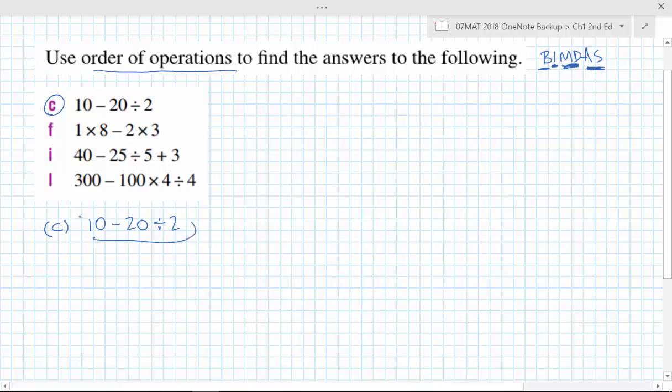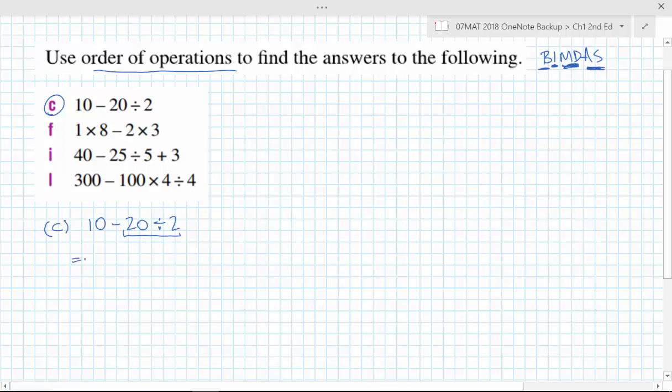So out of this, what's the first thing that I'm going to do if I'm looking at my BIMDAS? Are there any brackets? Nope, so I don't have to worry about that. What's the first thing I'm then going to do? Okay, I'm going to do the division. I look for any multiplication or division that's there.